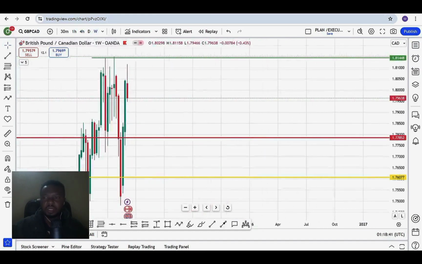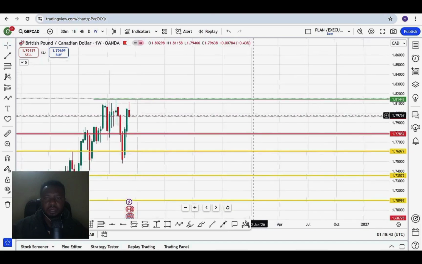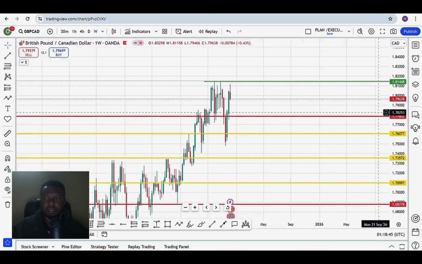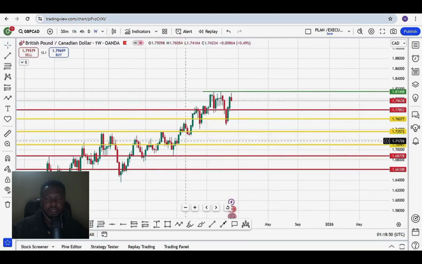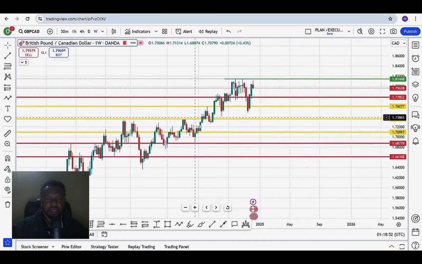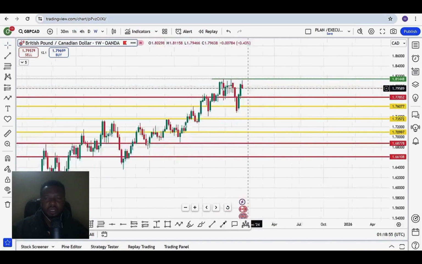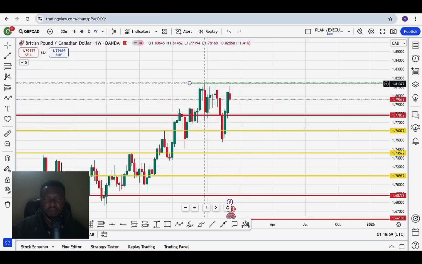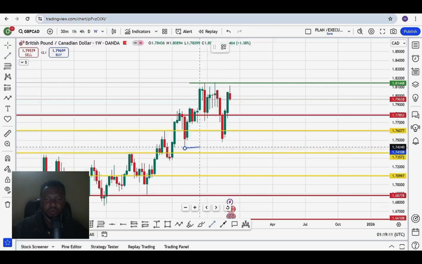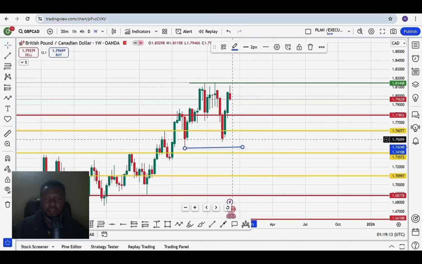GBP CAD on a weekly time frame, and we are looking at a pair that has been bullish for a very long time. Currently the weekly time frame is bullish, and we have this liquidity resting above this double top here. Price printed a double top and moved to the downside, but this downward movement did not take out this low.